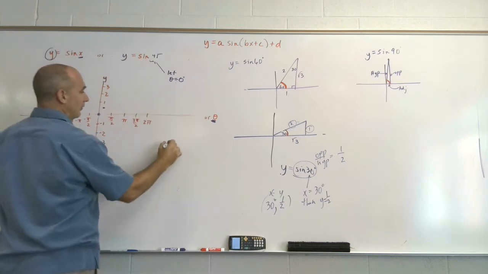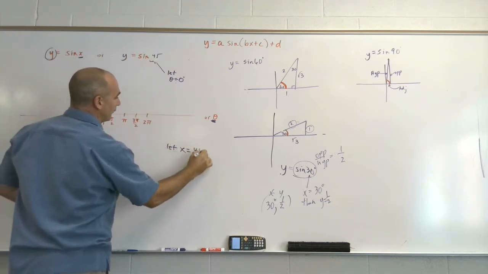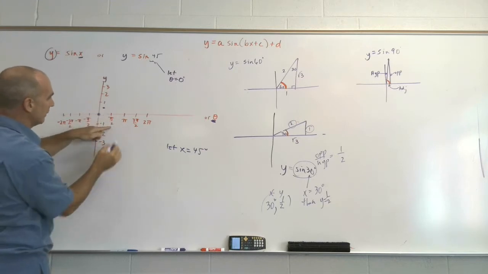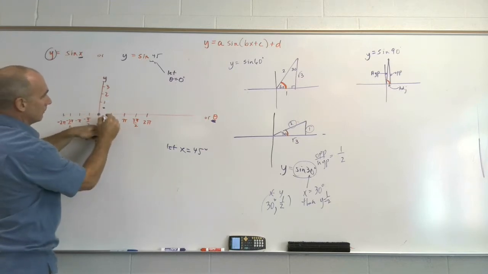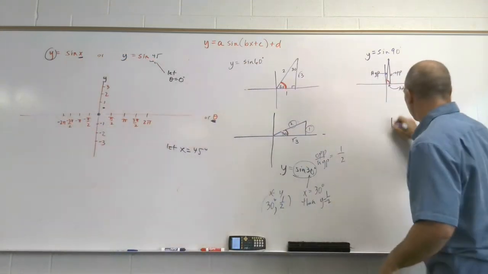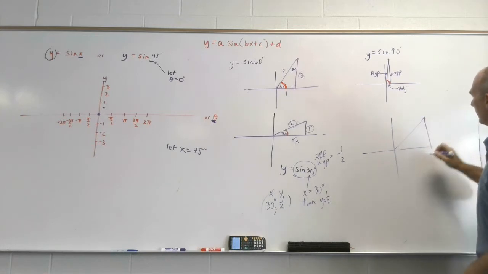So what I just said was, hey, let x equal 45 degrees. That means go out halfway to 90. The question is, how high is this going to take me? Well, I need to go over to this. Oh, I don't have it on the board. Good thing I erased something. So let me draw this.